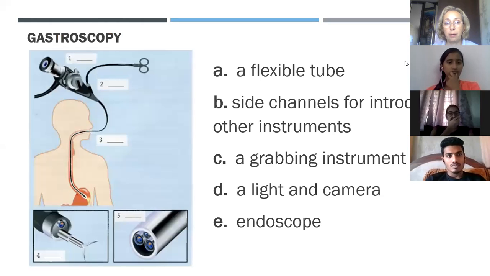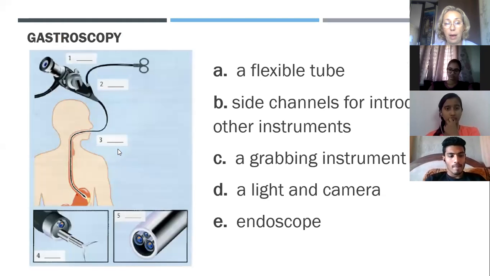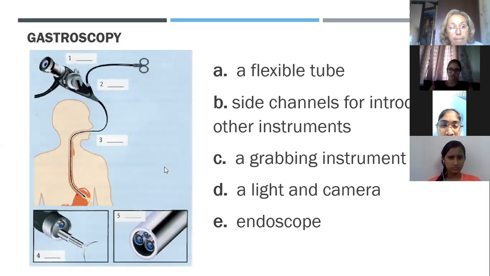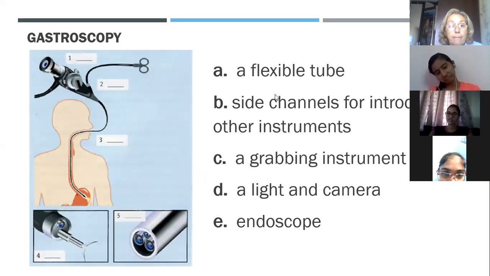And now let us focus on the gastroscopy. Here we have the diagram showing the constituent parts of this medical instrument. And the task here is to use the words which are given to the right to label the diagram. So in number 1, which phrase matches with number 1? Endoscope. Yes, endoscope. What about number 2? Channels for introducing other instruments. Different instruments can be applied here.